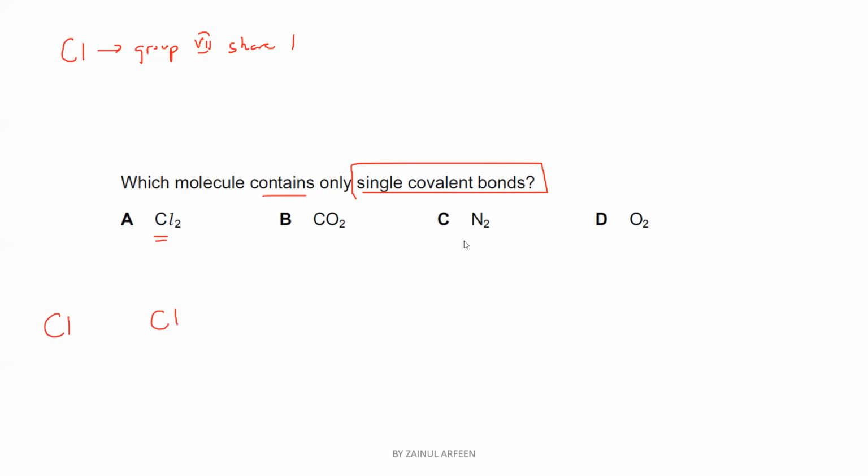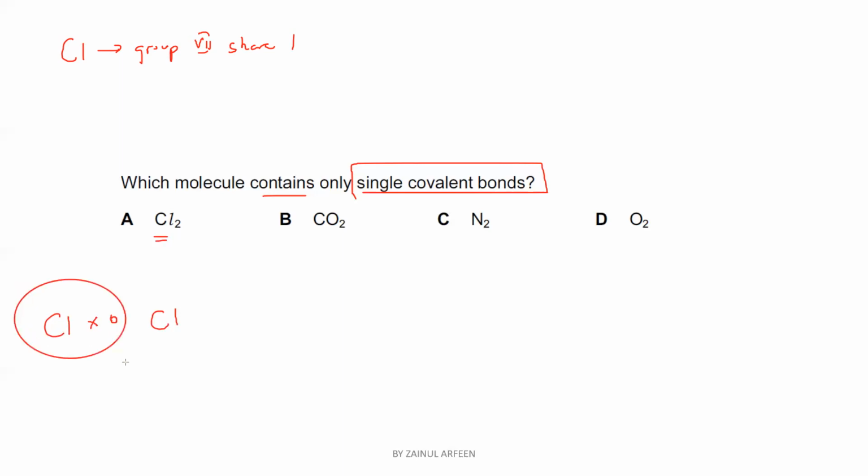Covalent bond can be single, double, or triple. If there is a pair of electrons, we call that a single covalent bond. I will give an example here. You will see all the examples. So each chlorine shares 1. This chlorine shares 1, the other chlorine will also share 1.